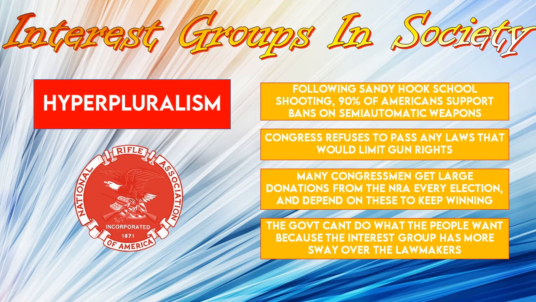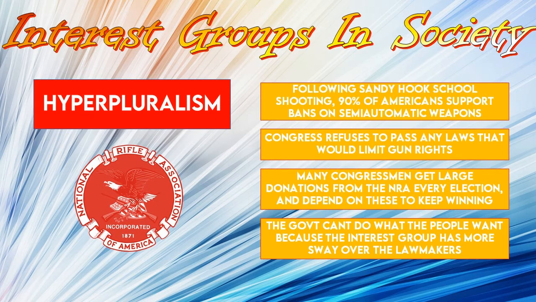Congress refused to pass any laws following this that would limit gun rights in any way. This is because many congressmen get big donations from the NRA for every election. Congressmen rely on the money from the NRA to keep their campaigns going, and they rely on the endorsements and the advertising from the NRA that helps mobilize the voters behind them. So they depend on the NRA to keep winning elections way more than they care about the 90% of public support for a particular policy.